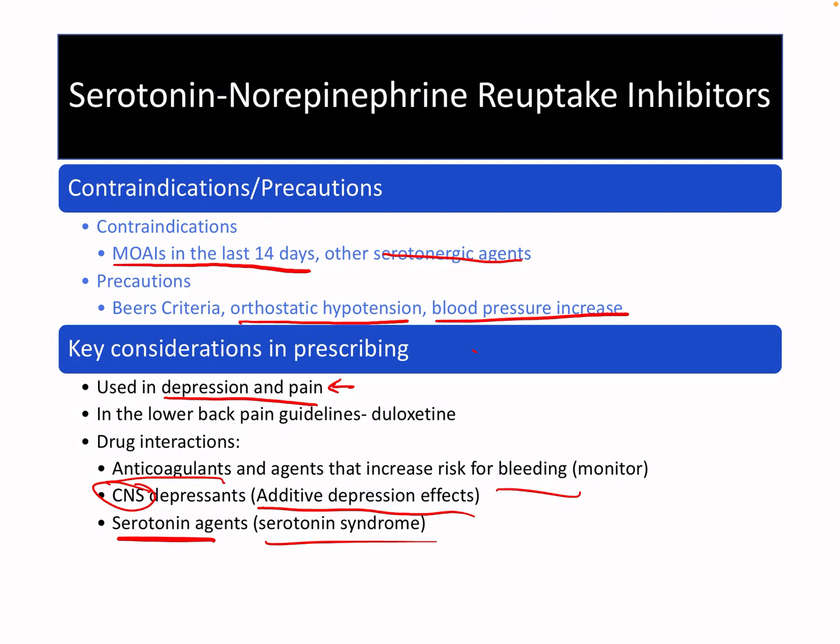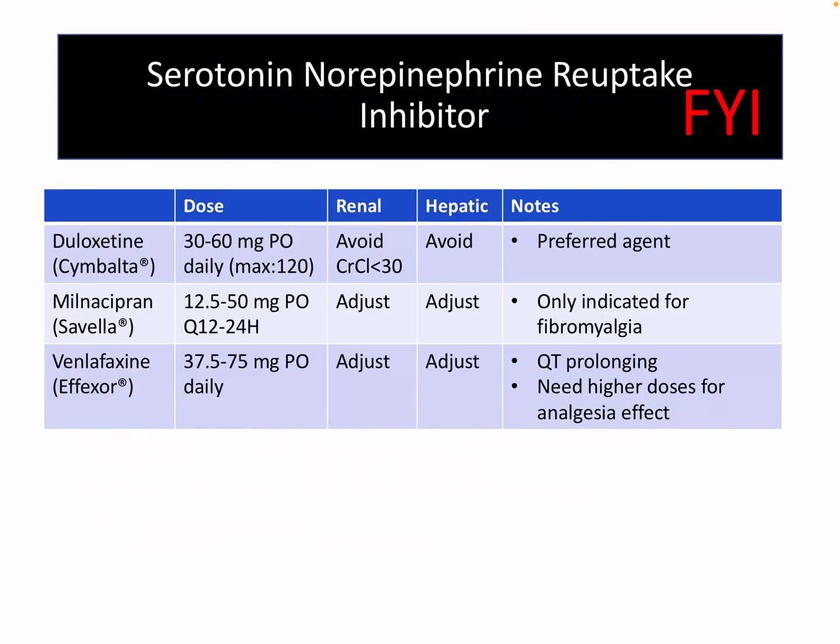Overall, SNRIs are slightly better tolerated, and you don't have that risk for cardiovascular, or not as much of a cardiovascular risk associated with these agents. Overall, the most commonly used agent is duloxetine. If you notice, venlafaxine has more QTc prolongation associated with it, and you need a higher dose sometimes for analgesic effect. Milnacipran or Savella is only used in fibromyalgia. So duloxetine is the agent that you're going to see used most. You do not have to know agent-specific characteristics for this one.